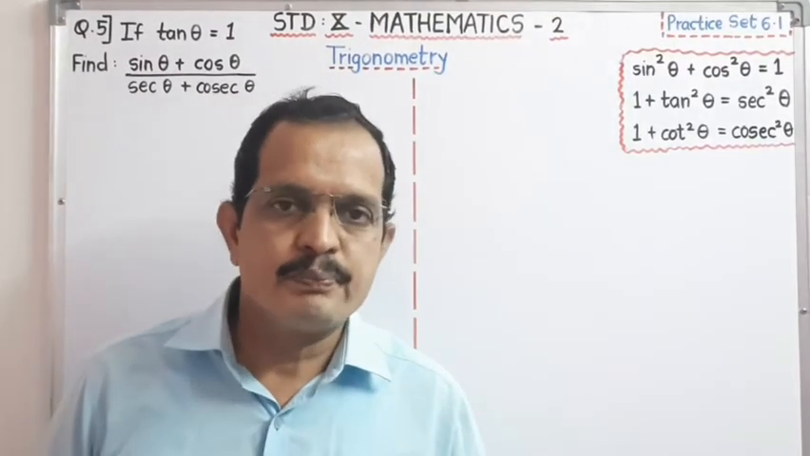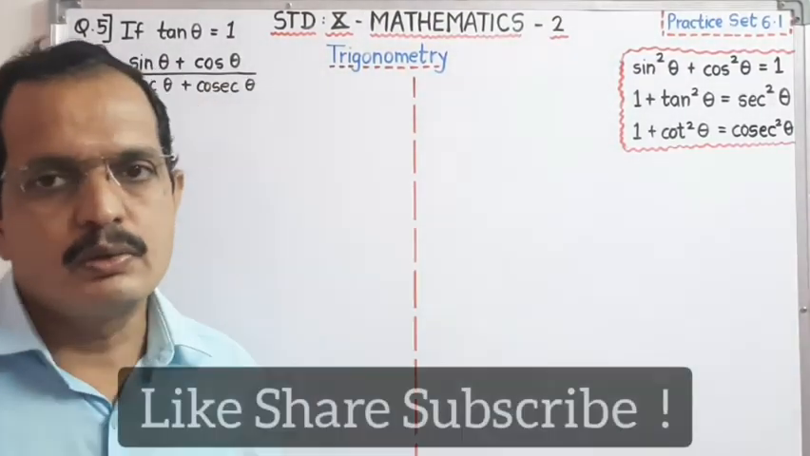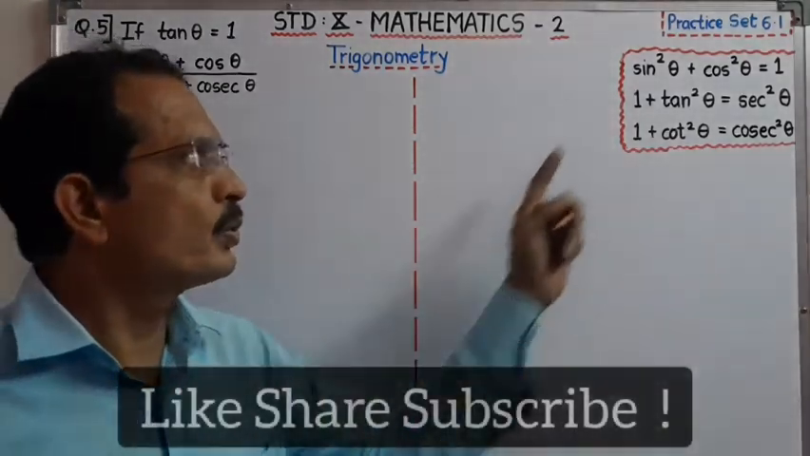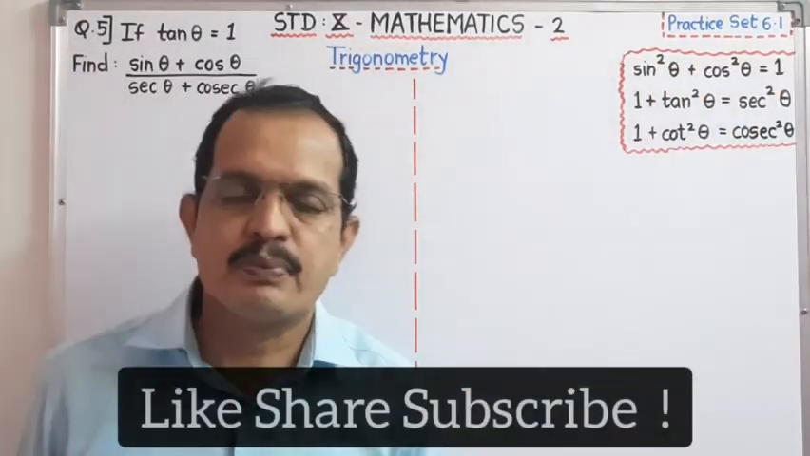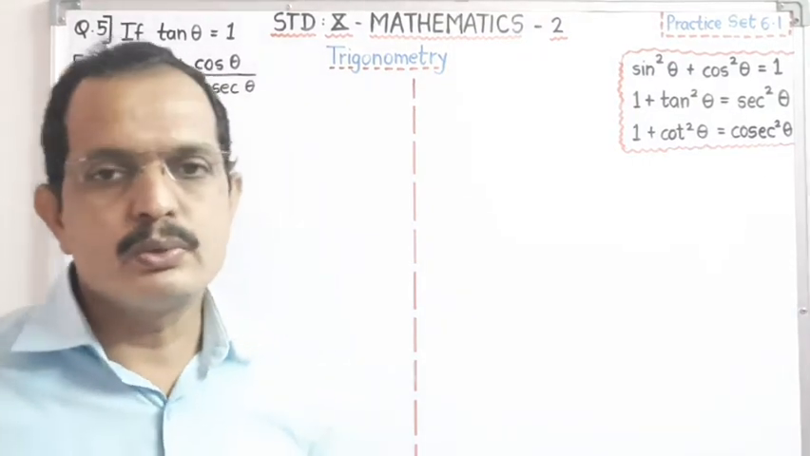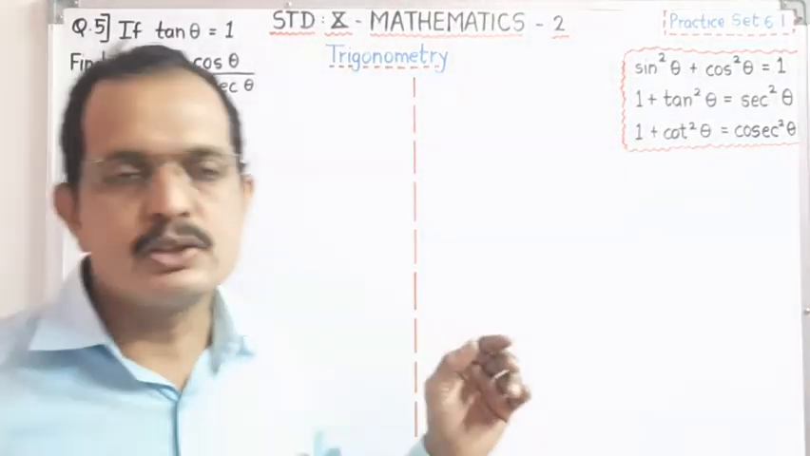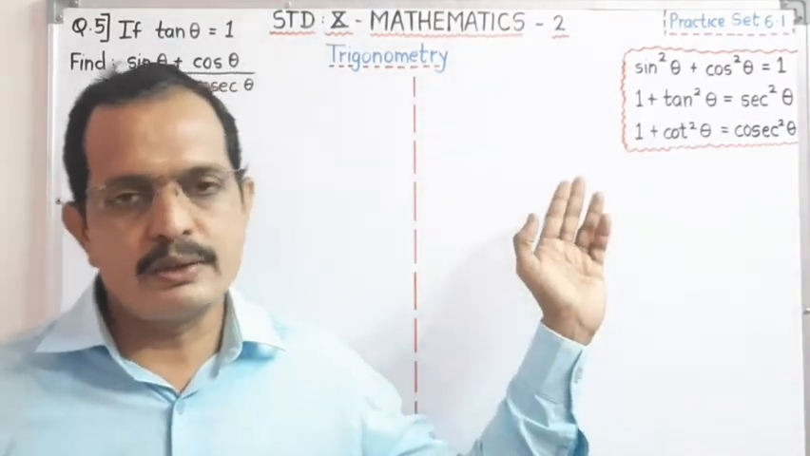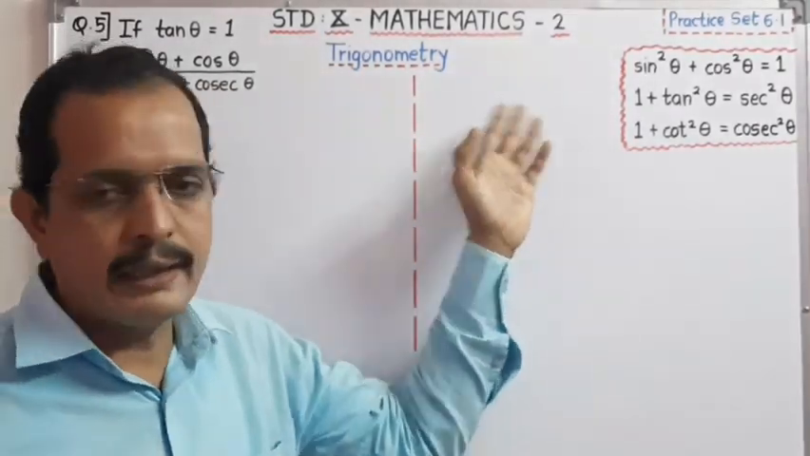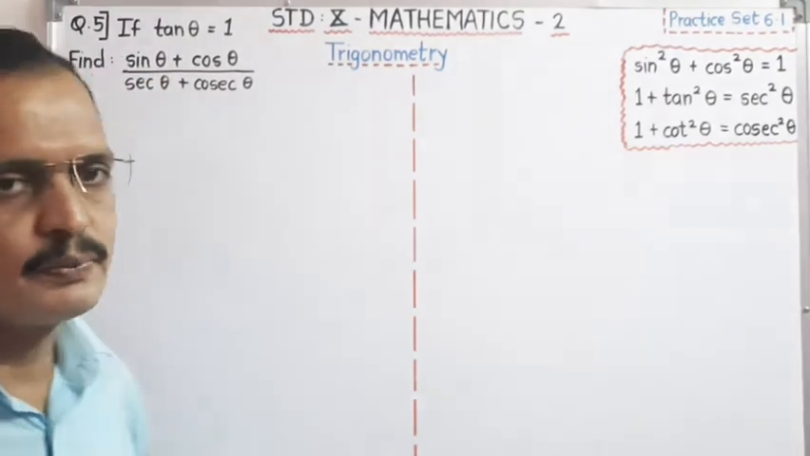Dear students, in the last lecture we completed 4 sums from practice set 6.1. Now we have to start with question number 5. See dear students, for solving that we have to use identities and various formulas.